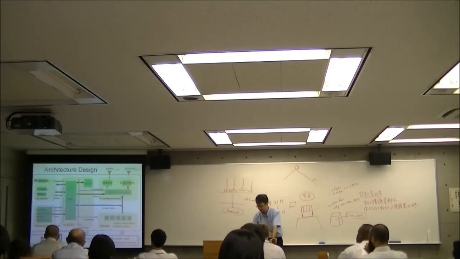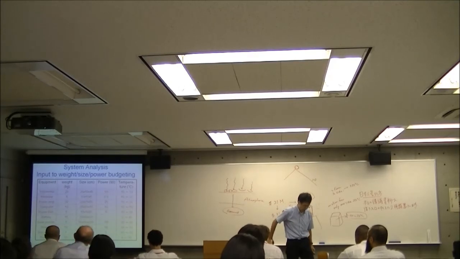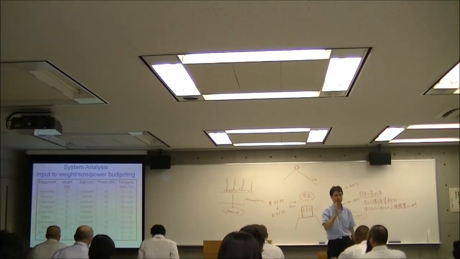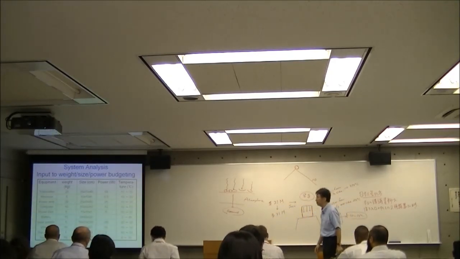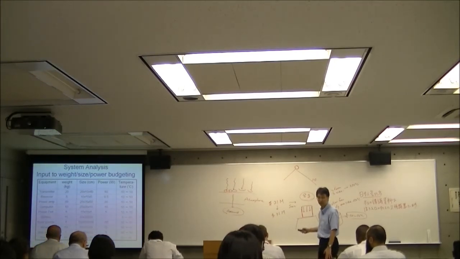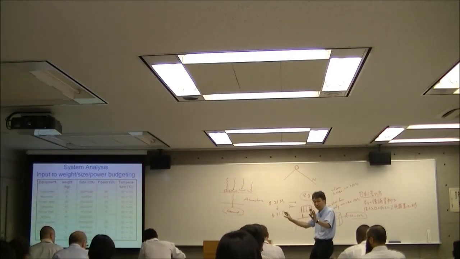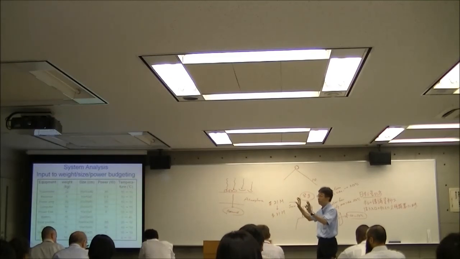Okay. So this is our architecture design. And the system analysis. What is the system analysis? There are several important system analyses: weight budgeting, size budgeting, and power budgeting. So this is a very important budgeting. What is budgeting? Budgeting means a summarization of the required amount, to meet the requirement of the system.